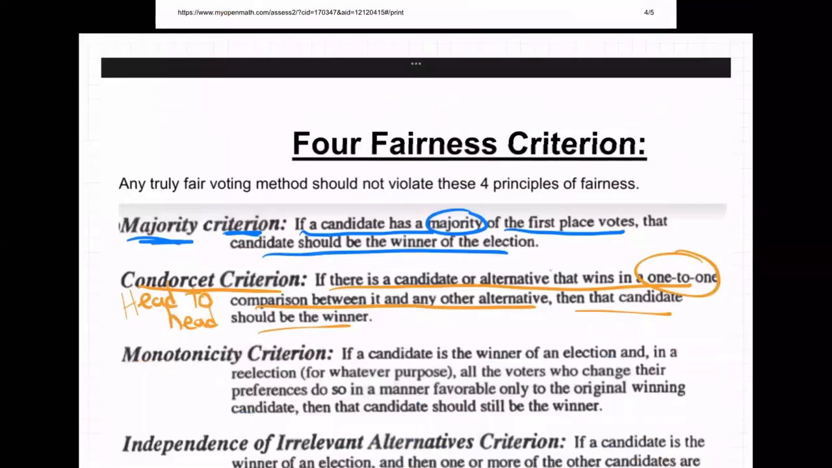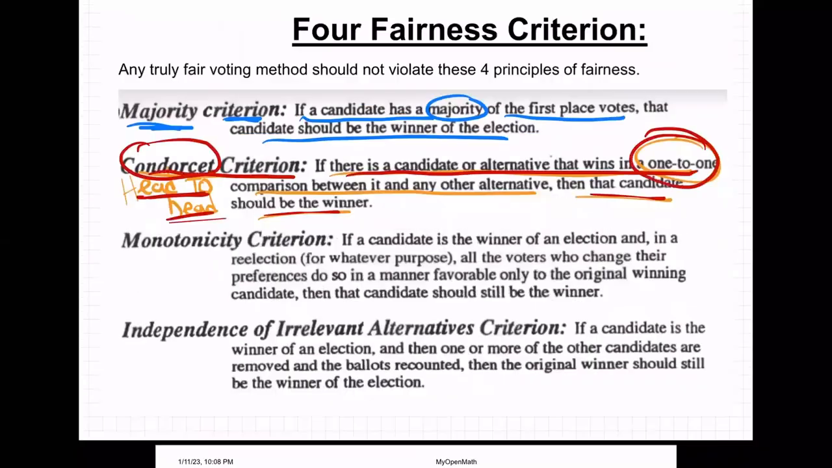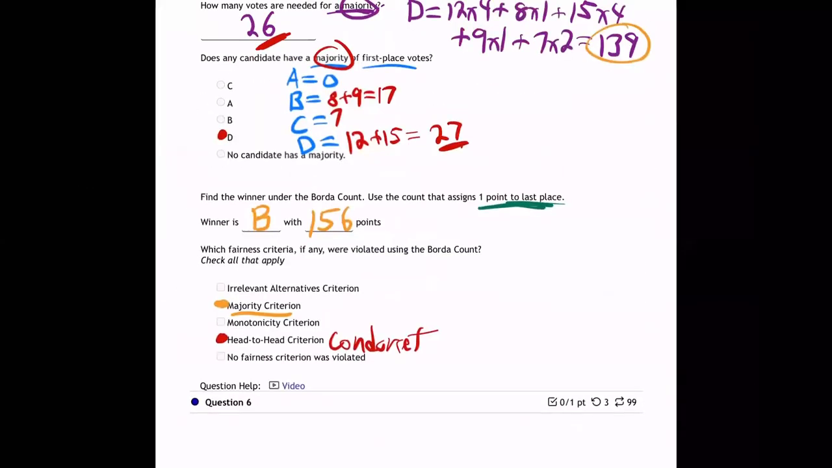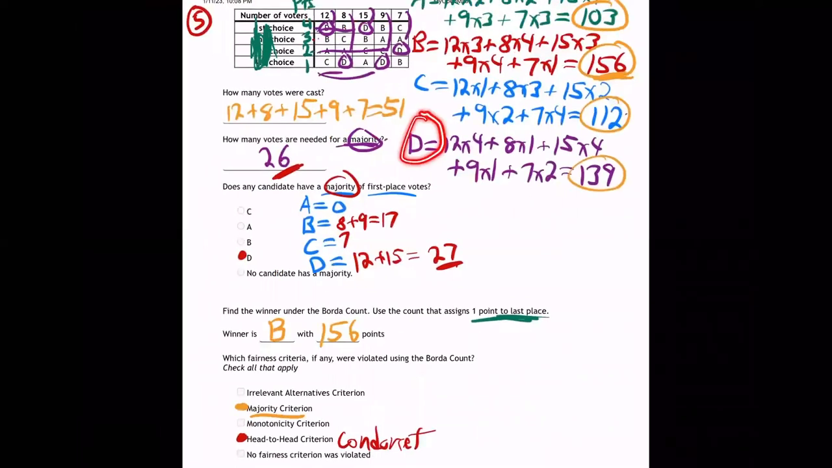Well, let me go down and show you the Condorcet criterion. Here it is. Head-to-head, Condorcet. That says if anybody wins all the 1-to-1 head-to-heads, then they should win the election. They're called a Condorcet candidate. It goes by either name, head-to-head or Condorcet, same thing. I'm telling you that D is going to win all the head-to-head matchups in this one. Why? Because D has a majority. D as in dog. D has more than half.